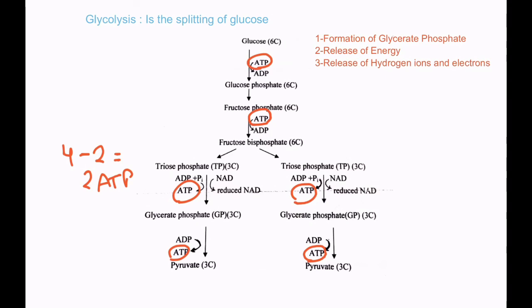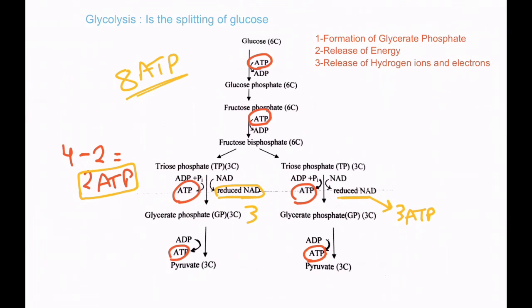So because here we formed reduced NAD, we formed 2 reduced NAD. What happens is that if you complete the cycle in the presence of oxygen, reduced NAD, each one will form 3 ATP, which means that basically we got 6 ATP due to reduced NAD and 2 ATP, which means that we got 8 ATP due to glycolysis in presence of oxygen.